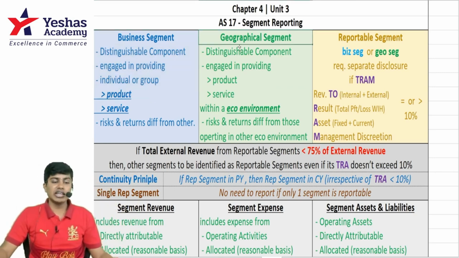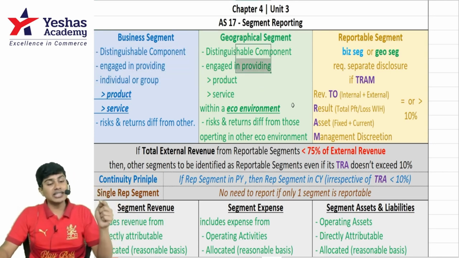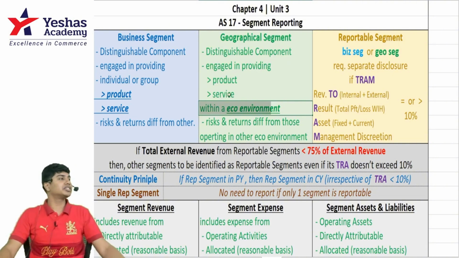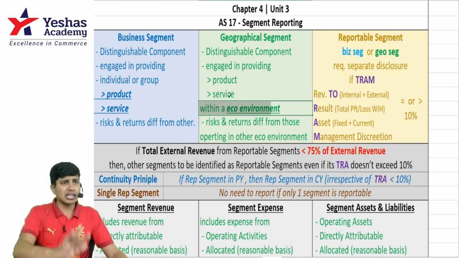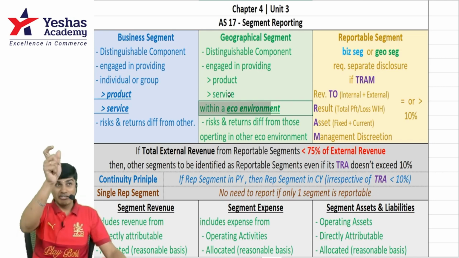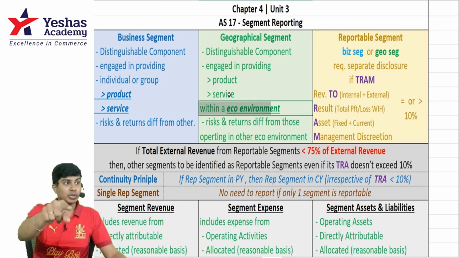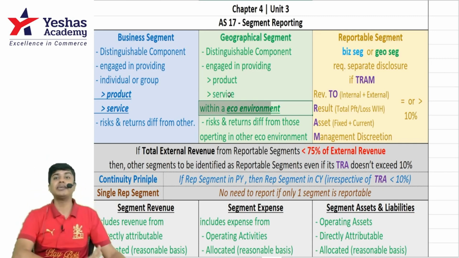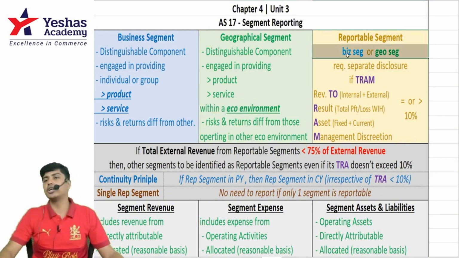What is a geographical segment? A distinguishable component providing product or service, but the main focus area is the economic environment in which they are giving the product or service. That is business segment and geographical segment. Not all the business segments and geographical segments are reportable. You need to show revenue, expense, income, profit or loss, assets, liabilities, and assets purchased during the year separately for only reportable segments. Now, when does a segment become a reportable segment?